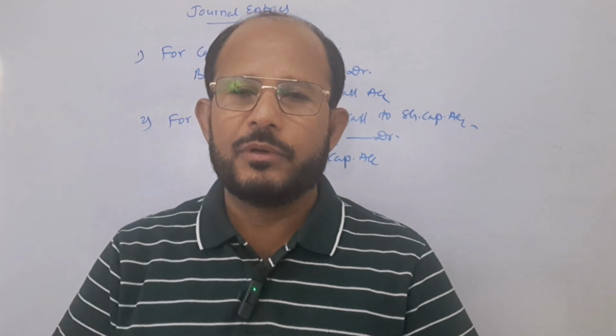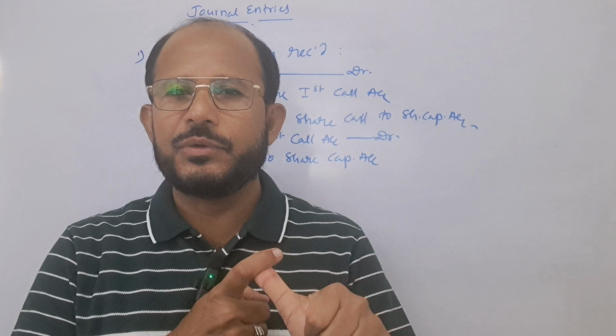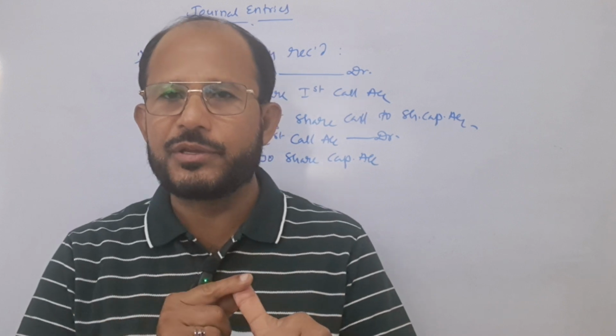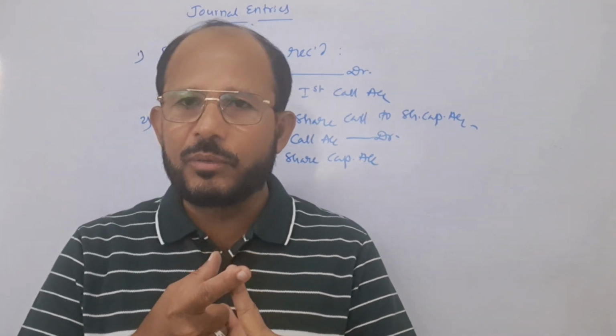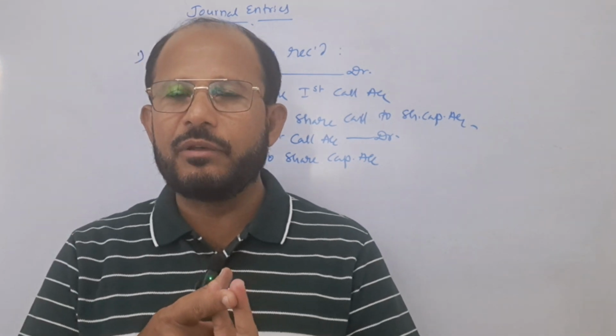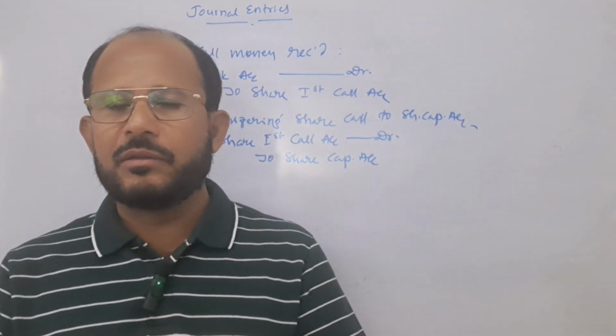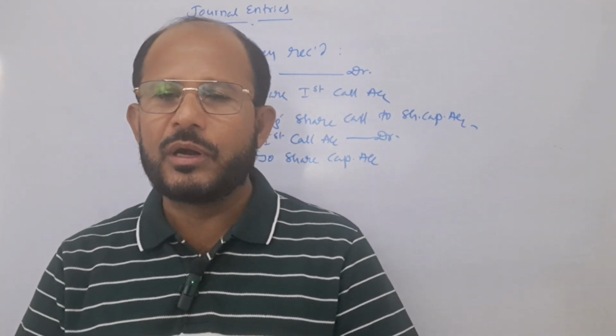Okay, in brief, try to understand the journal entries like this. Whenever application money is received, the journal entry is bank account to share application account. Next one is whenever allotment money is received, bank account to share allotment account. Next one is whenever call money is received, bank account to share call account. That is first call, second call, final call, whatever it may be, you have to write that.